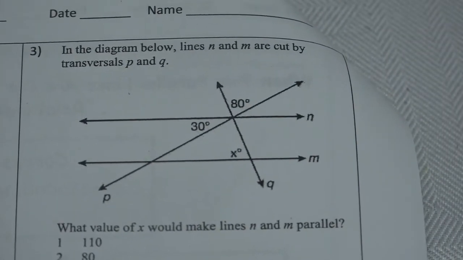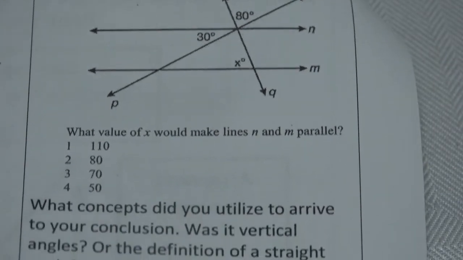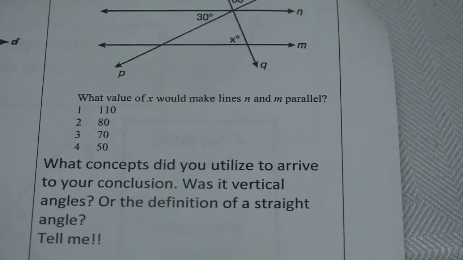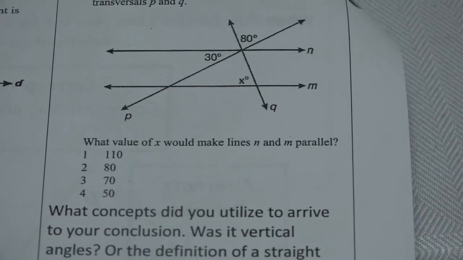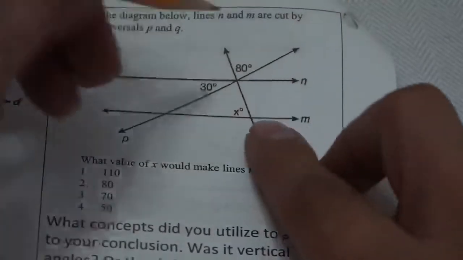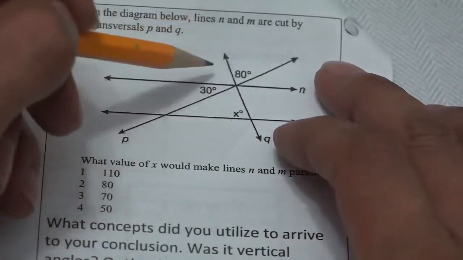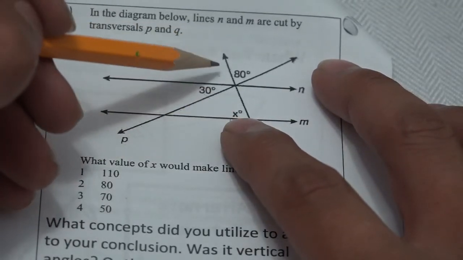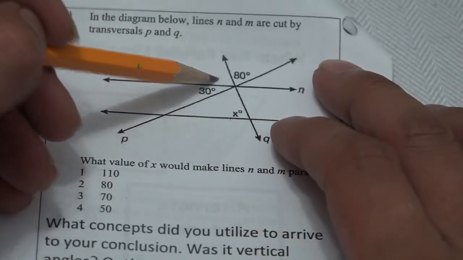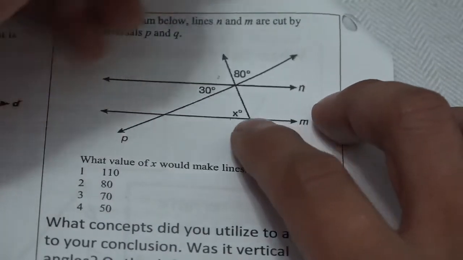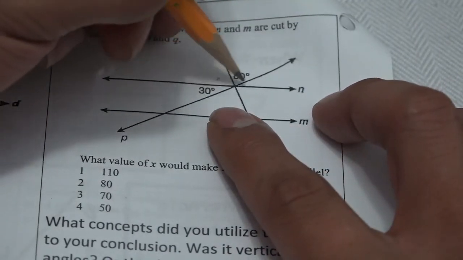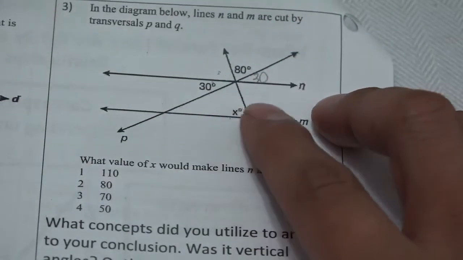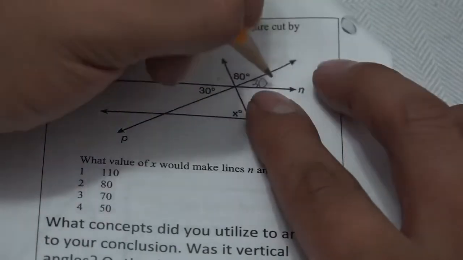Alright, so we have the diagram below, and we have parallel lines cut by a transversal. What value of x would make lines N and M parallel? Well, let's see. In order for me to prove that these lines are parallel, I could prove that corresponding angles are congruent. So I would need this value right here. Oh, okay. So what do I know? Well, I know that this is 30. And this must be vertical with this one. So if they're vertical angles, then this one should also be 30.